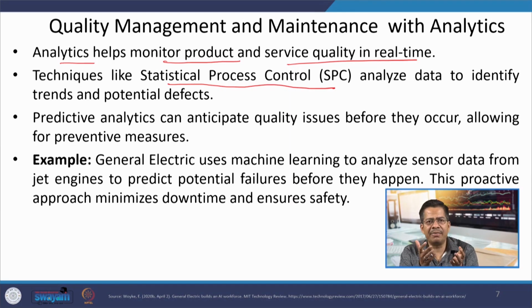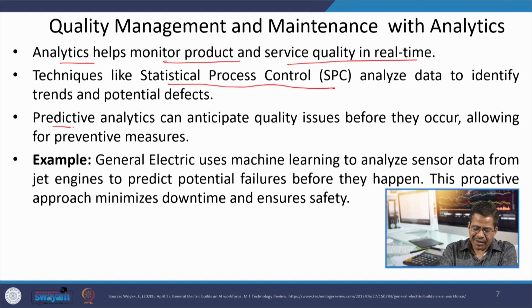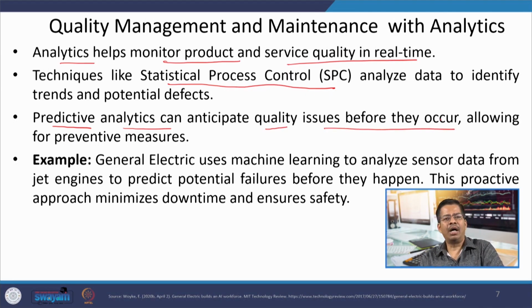So, whether it is Kaizen, whether it is Six Sigma, all these things are possible with analytics in a more effective manner. Use of predictive analytics in quality management can anticipate issues before these issues actually happen, and with this you are able to use some kind of preventive measures, so that these issues do not happen. So, predictive analytics is quite useful in our proactive approach to minimize the occurrence of defects in our processes.